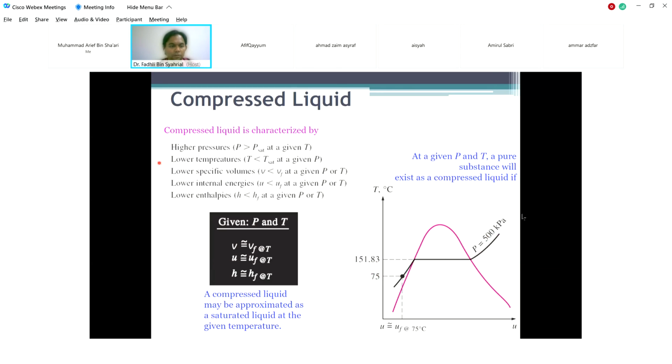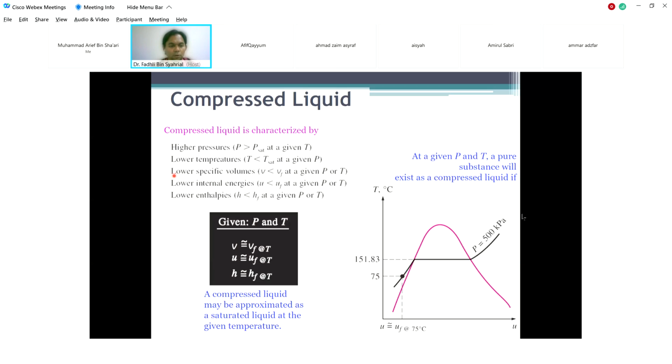This 151.83 is the saturation temperature, and 75, for example, is the temperature of compressed liquid. So as mentioned here, the temperature of compressed liquid T is lower than T saturation. Here is the explanation: because 75 is lower than 151.83. So this is the second characteristic.